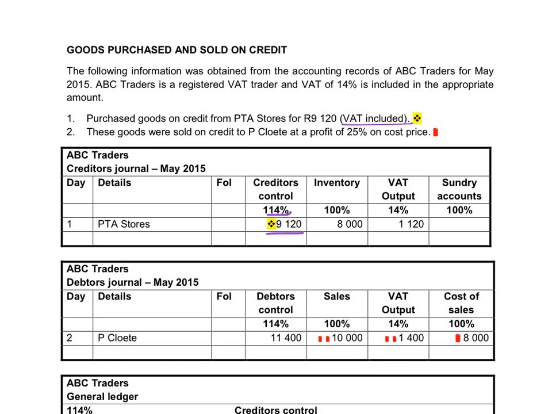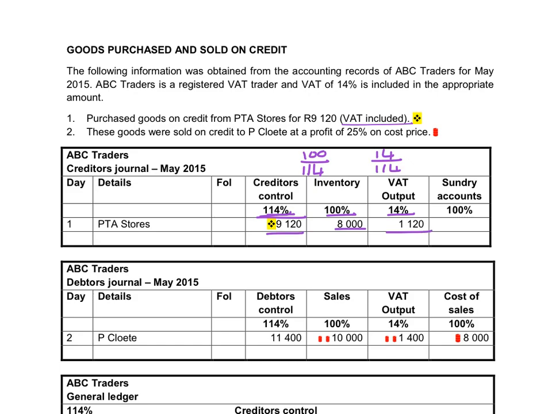If we want to calculate the cost price of the inventory excluding the VAT, we want to calculate 100 divided by the one that we know, 114, times 9120, and that will give us 8,000 Rand. If we want to calculate the VAT, the one that we want is 14. The one that we know is 114, times 9120, and that will give us 1,120.